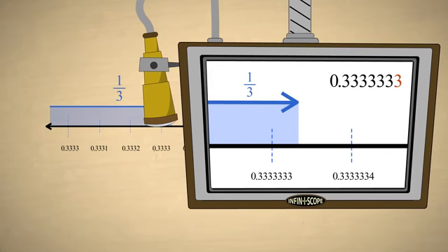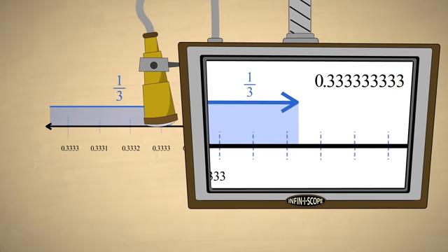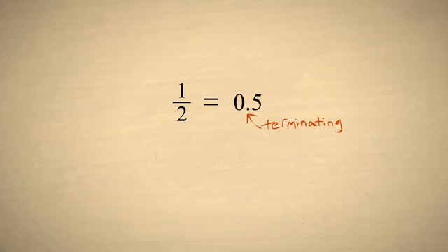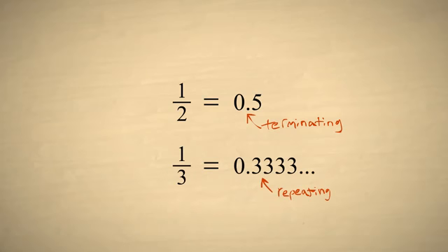No matter how close we zoom in, the fraction 1/3 will never fall exactly on a division. We will just keep adding 3's after the decimal point forever. So, although some rational numbers, like 1/2, can be represented by a finite number of digits, others, like 1/3, cannot.